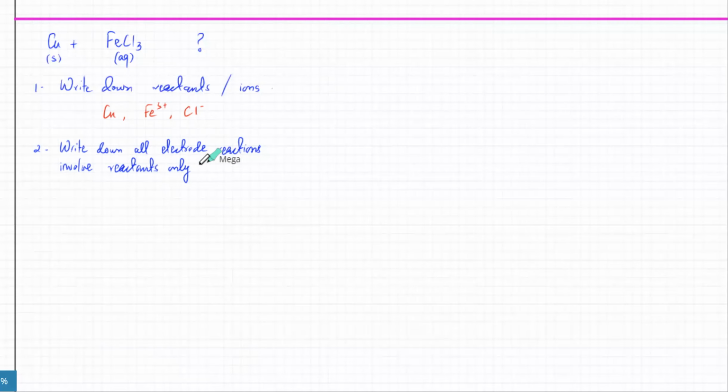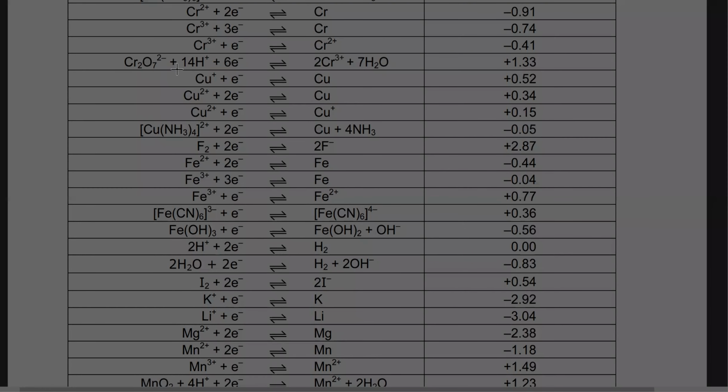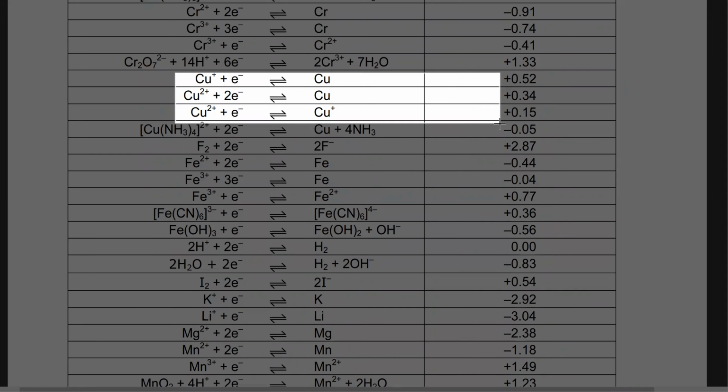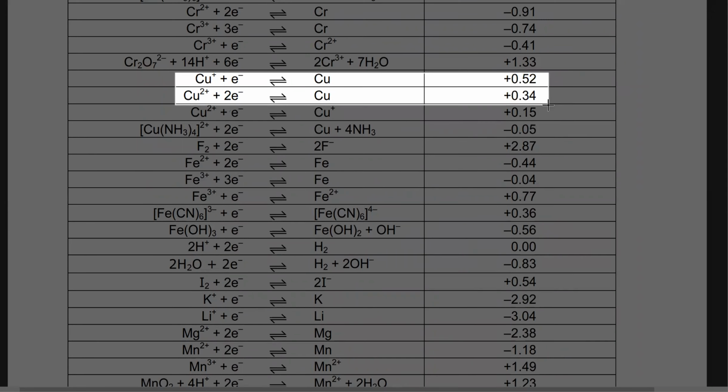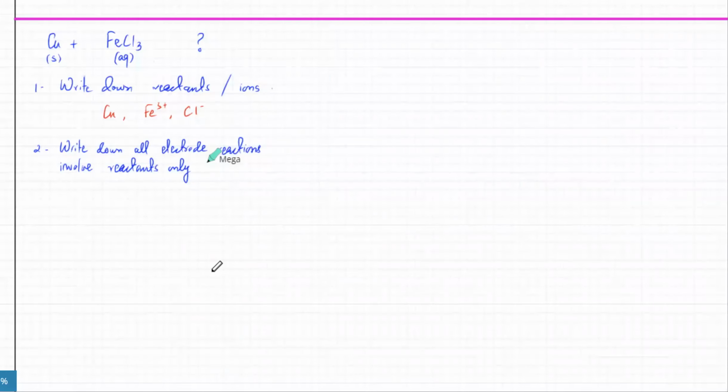So I'm going to write down all possible copper reactions. I'm just going to copy this over here. Whether it's on the right side or on the left side doesn't really matter. If it's on the left side, conventionally speaking, in the forward direction they're gaining, and in the backward direction they're losing. At the moment, I don't know who's gaining and who's losing. I haven't figured that out. So I'm going to write down these two reactions that involve copper because I had copper with me.